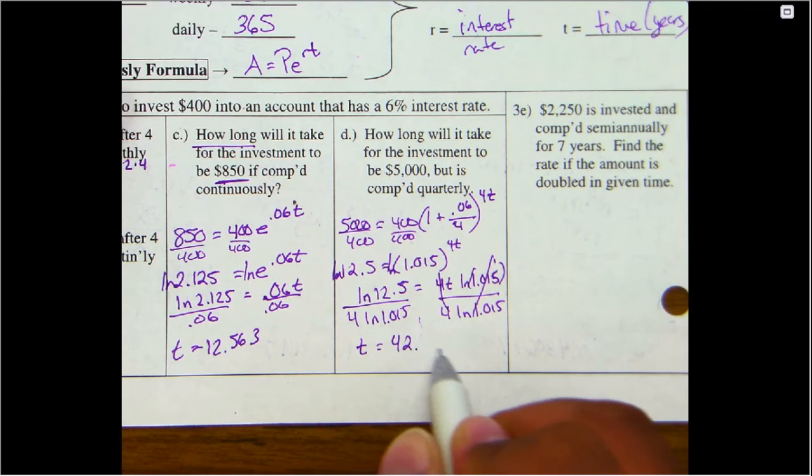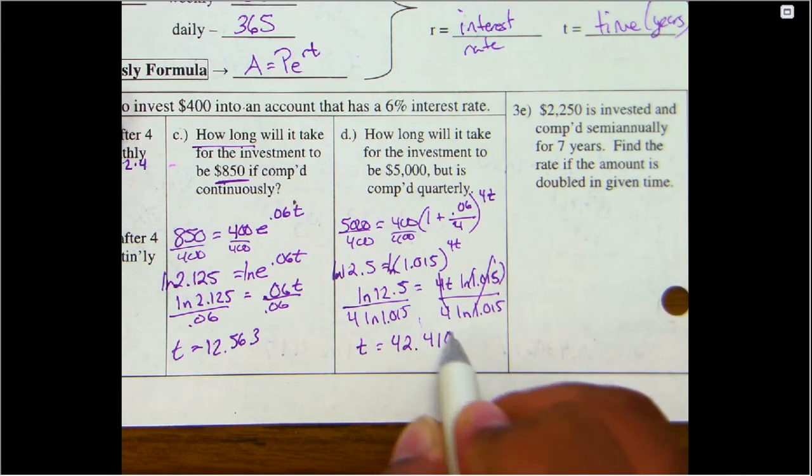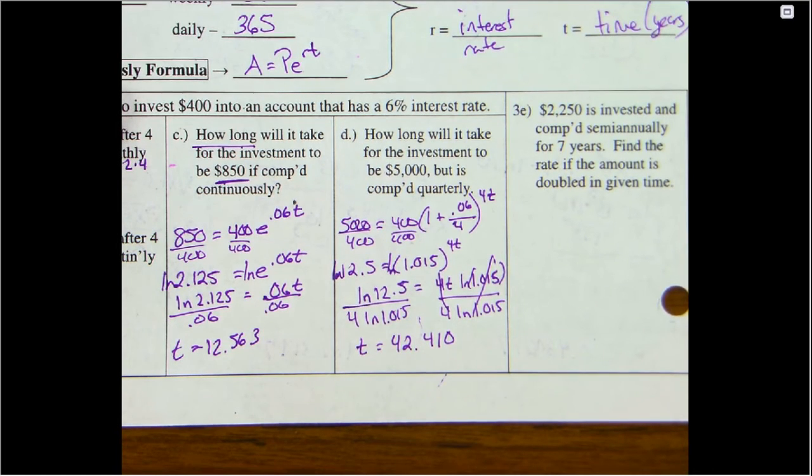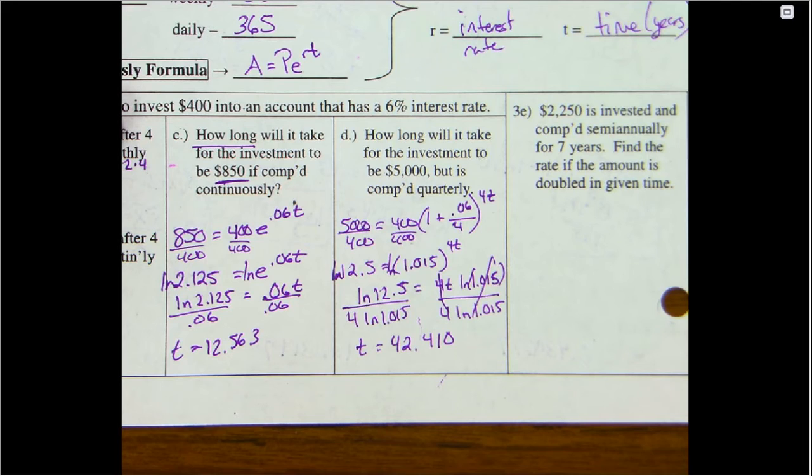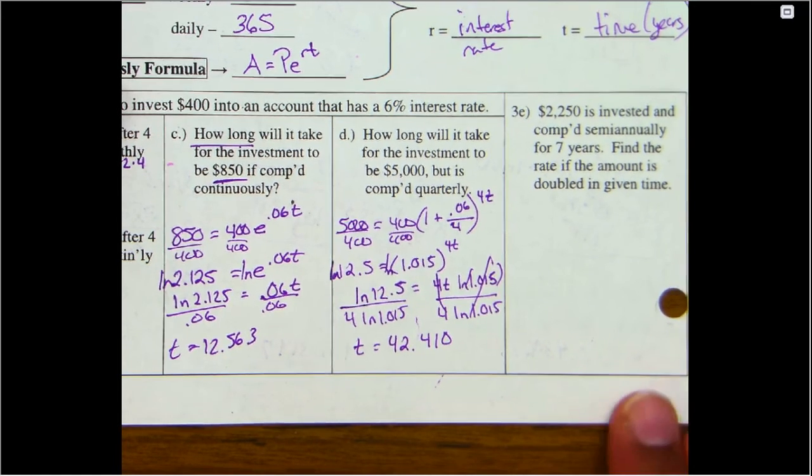So t equals about 42 years and 3 months. No, 42 years and 6 months. Nope. 5. 5. All right, any questions about that one? I know it's a lot of steps, but it's the same process over and over again. Simplify it, take the log of both sides, solve for the variable in the exponent.